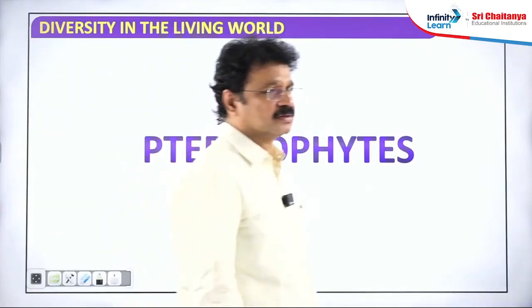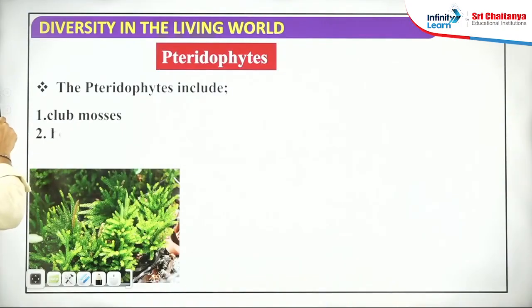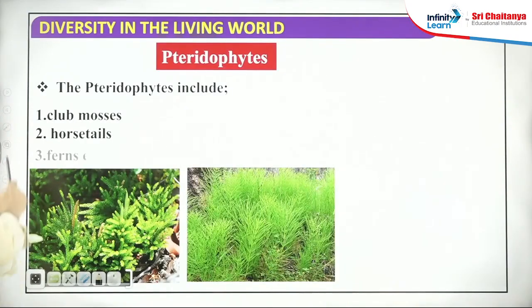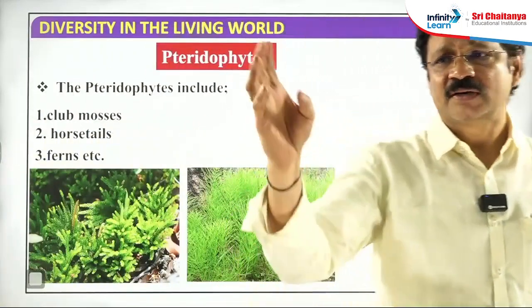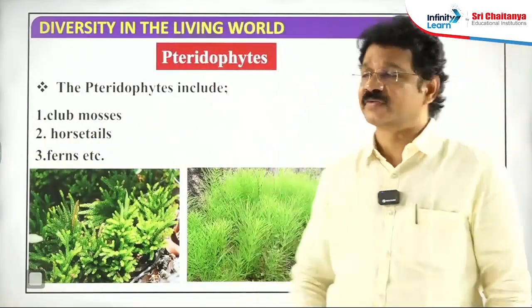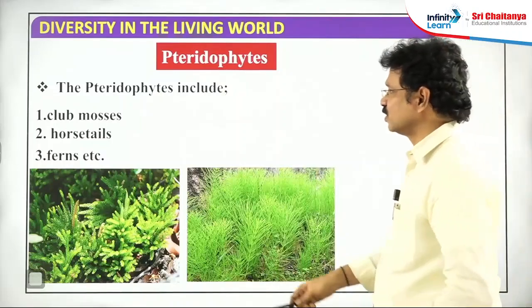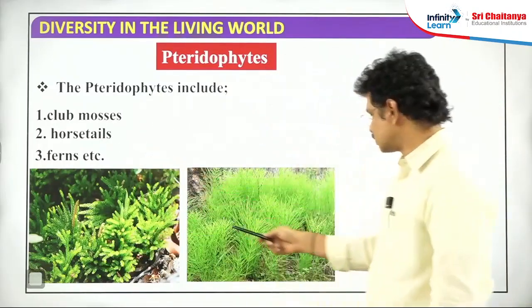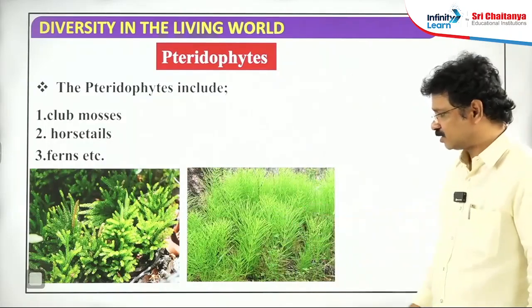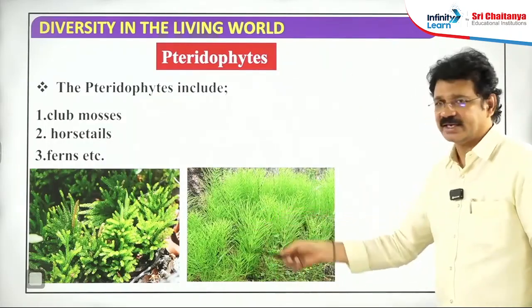Now, return to the topic, pteridophytes. What types of plants are included under pteridophytes? Mainly 3 groups are there. In algae, 3 groups: brown algae, red algae, green algae. Likewise, in pteridophytes also 3 groups. Club mosses, these plants are called club mosses. Horse tails, commonly found in sandy areas.